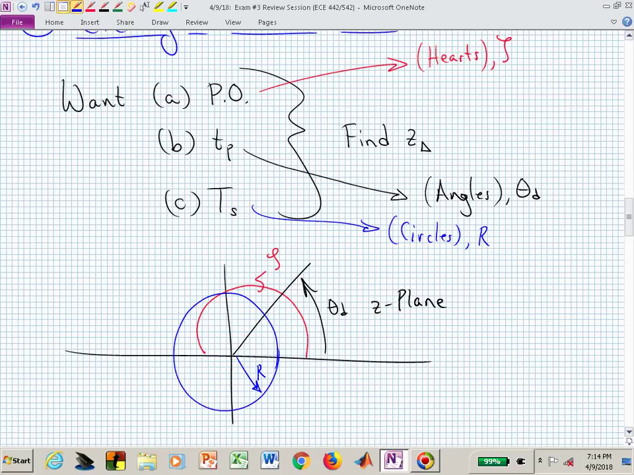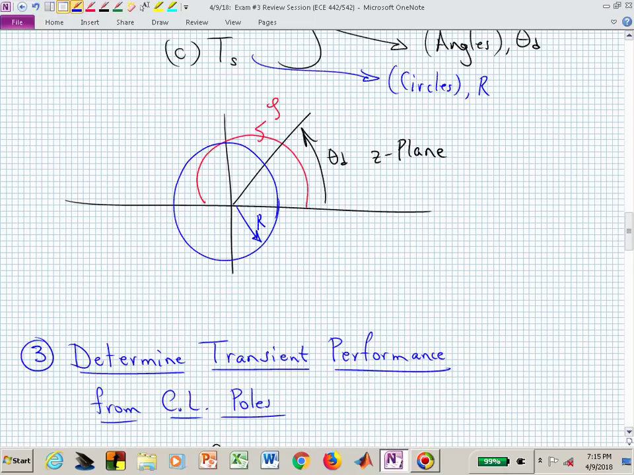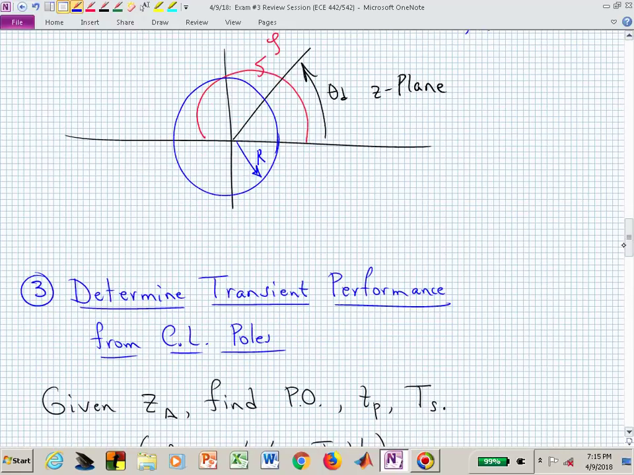Meaning you could be given performance specifications and come up with z deltas or a transfer function. Or maybe now you're deriving closed loop behavior from a transfer function, and you've now determined the closed loop poles. Now you've been given z delta, and now you want to find the performance specs. So there's many different ways to interrelate transient performance and z-plane poles.